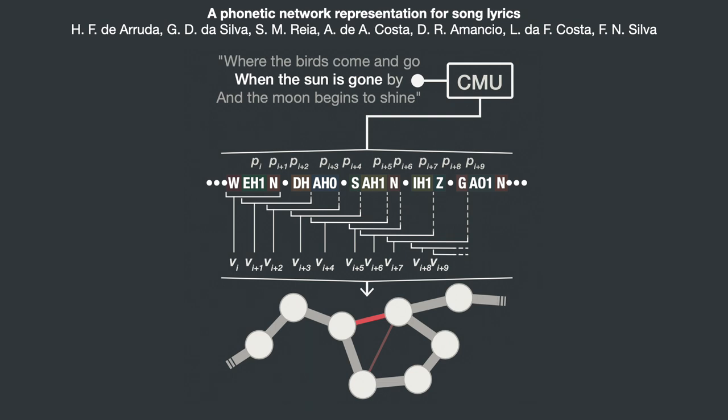Another thing that we can do with this framework, and this is just another example, is use this phonetic representation to also approach song lyrics. In this case, we do the same thing. We convert this to a phonetic representation, and each word or set of phonemes can be converted to a node in a network, and we connect them if they are similar, meaning that this network also captures the rhythmic patterns from these song lyrics.